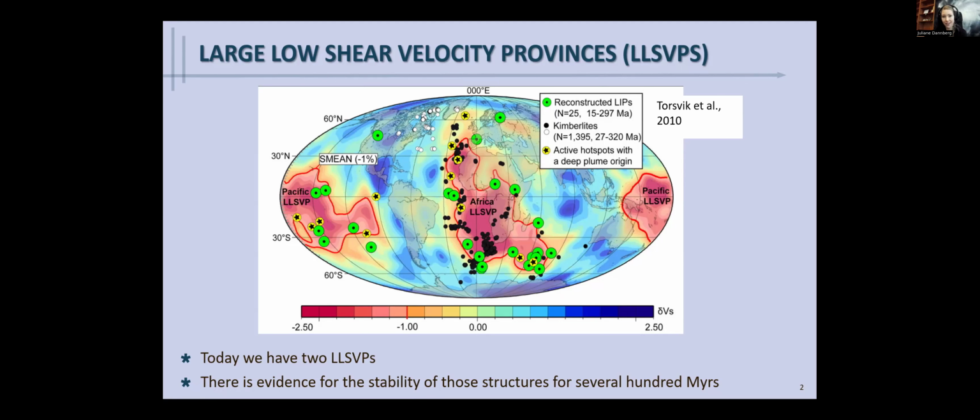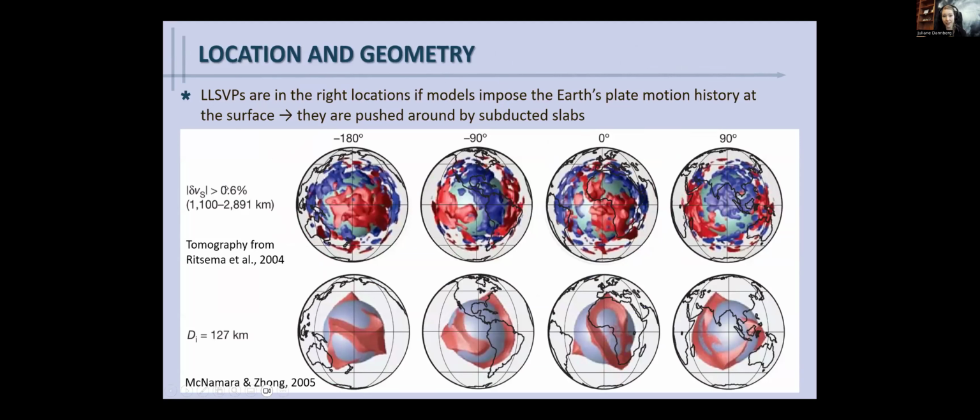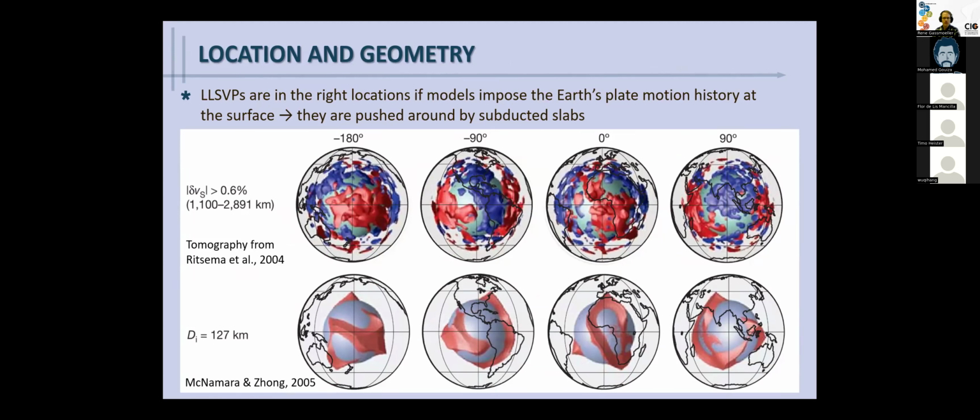That has led to the idea that maybe these LLSVPs have been stable features, at least for that time frame. But on the other hand, if we look at geodynamic models, they tell us a really different story. Time-dependent geodynamic models can only reproduce the location of these LLSVPs if they prescribe a plate reconstruction as the surface boundary condition for the velocity. Then these plates, as they are subducted, push around the hot material at the core mantle boundary, moving it into the place where we see the LLSVPs today.